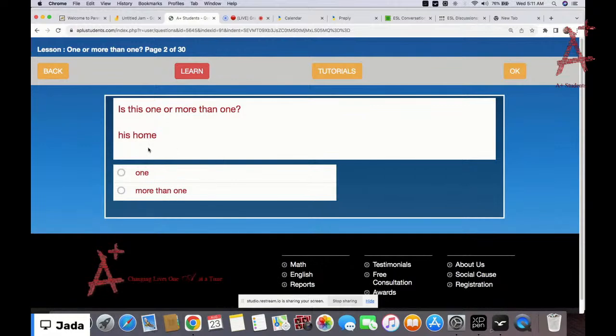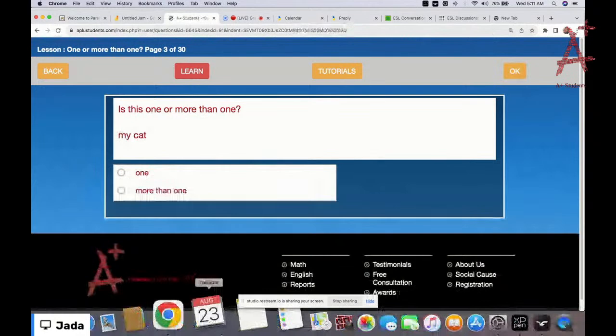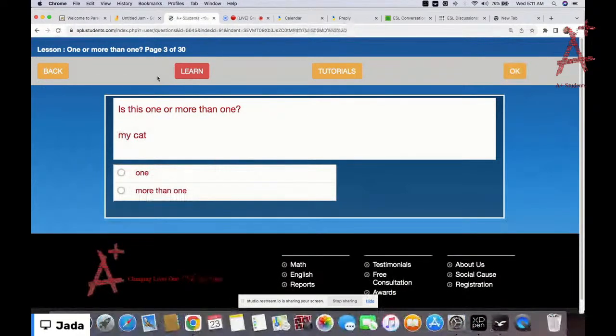So it has his home. Is this one or more than one? His home. When it has his home, you know that it's one. It didn't say his homes. It says his home, so one home. Now, is this one or more than one? It just says my cart. Since it says only my cart, you know that it's naming one cart.